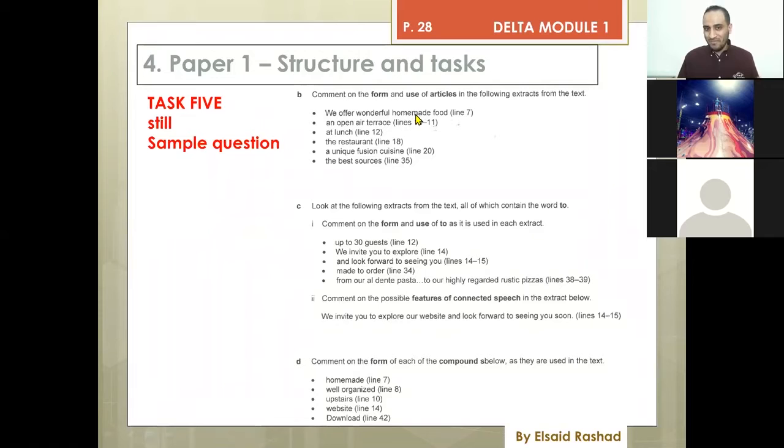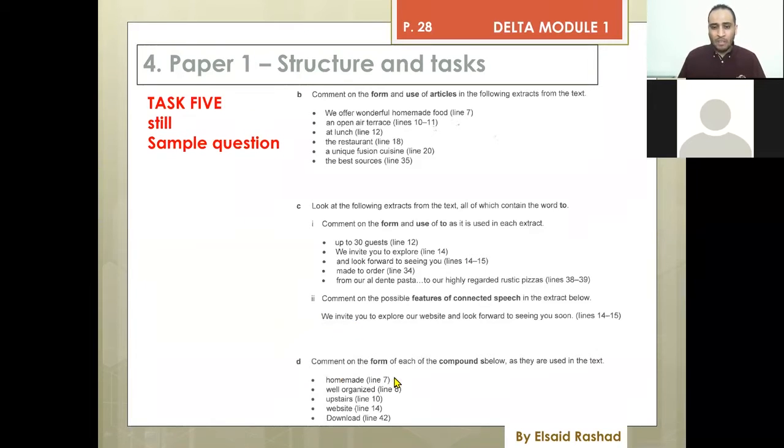And they give you some points like this. Each point you need to analyze form and use. Look at C, we have 1 and 2. 1, comment on the form and use of the preposition here. 2, you need to comment on the possible features of connected speech in this sentence. You need to read this sentence in a natural way, in a connected way, in order to realize the phonological features and write them below. Then D, you need to comment on the form, not form and use, just the form, okay? Be careful. If you write about the use, you will be awarded no marks. And they give you some words and they specify the line so that you can go over and look for them, okay? That's paper 1 task 5.